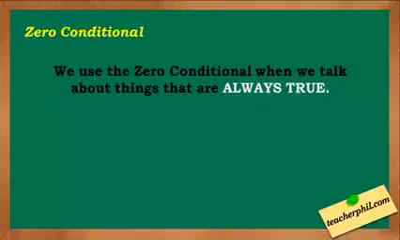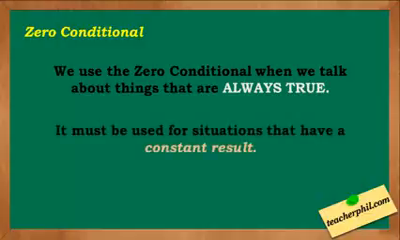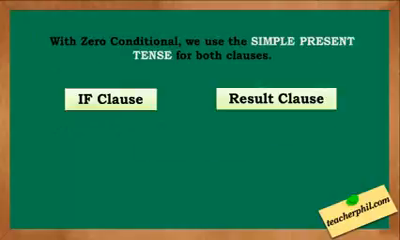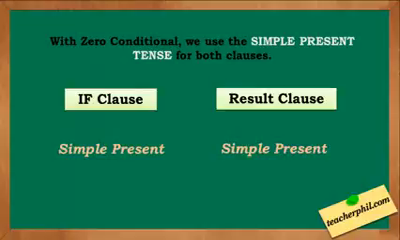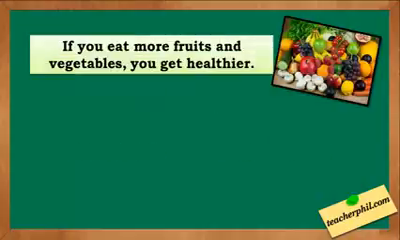Zero conditional. What we need to remember with zero conditional is that we talk about things that are always true, or for situations that have a constant result. With zero conditional, we use the simple present tense for both clauses, the if clause and the result clause. Take note of the following example.